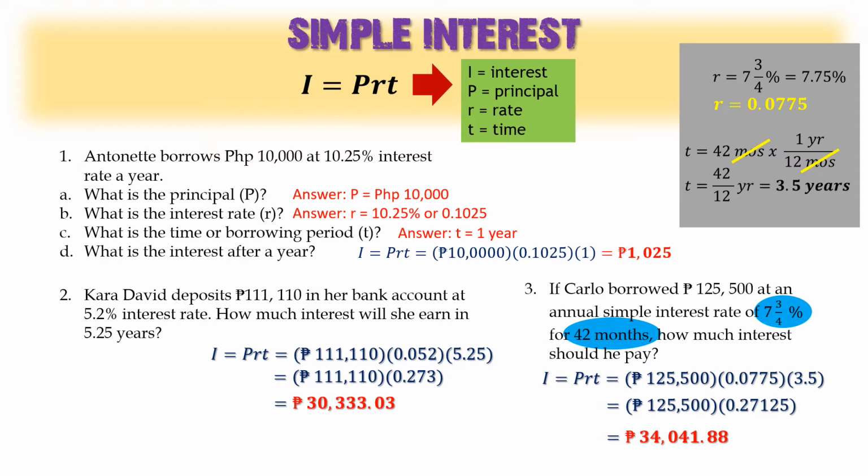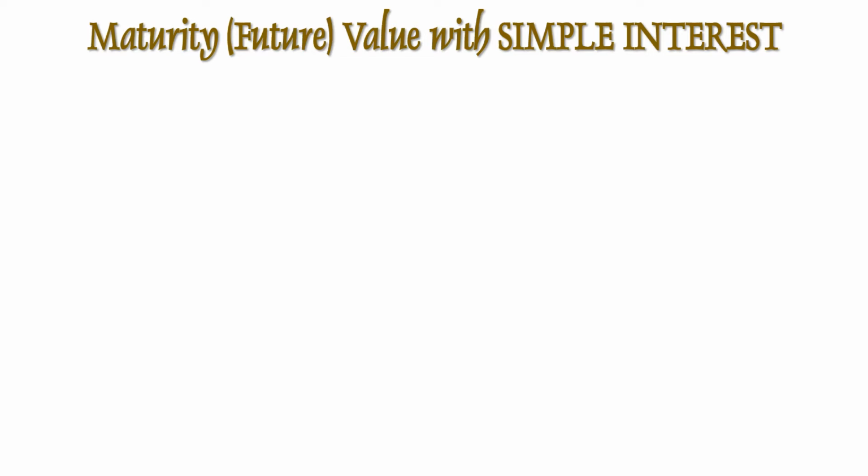Okay, let's proceed. Next in line is maturity or the future value with simple interest. It simply refers to the total repayment. Okay, when the time period of a loan reaches its maturity date, the loan is said to mature. So that is the time na kailangan bayaran na ng borrower yung principal amount plus the interest. Okay? So that is, yung halagang yon, the sum of the principal and the interest is the maturity or the future value.